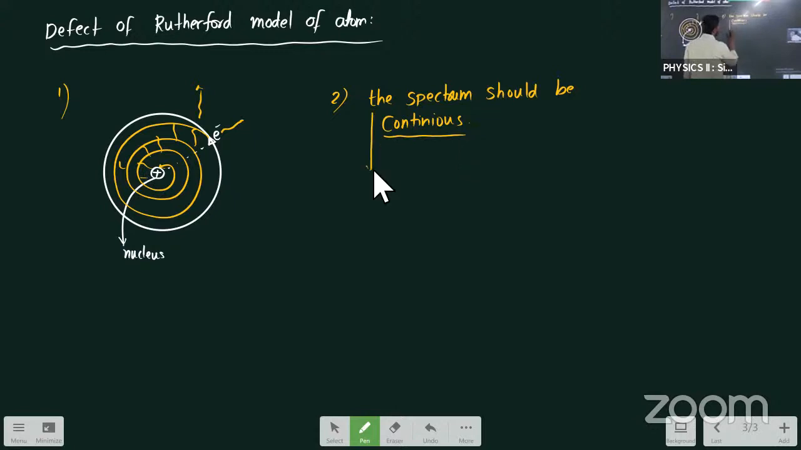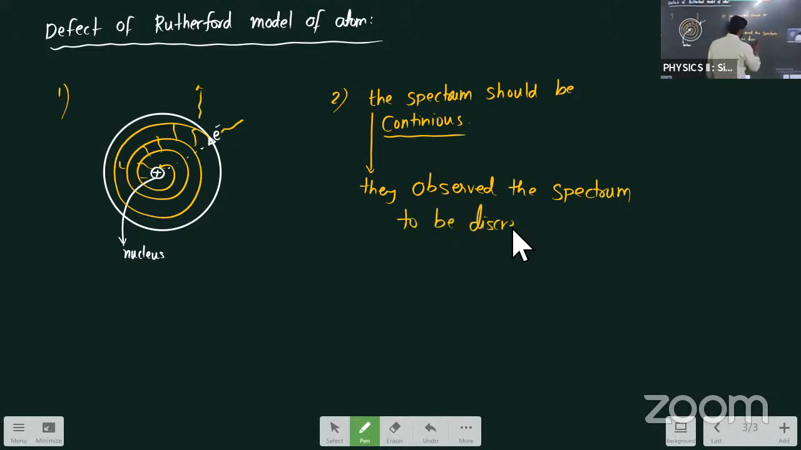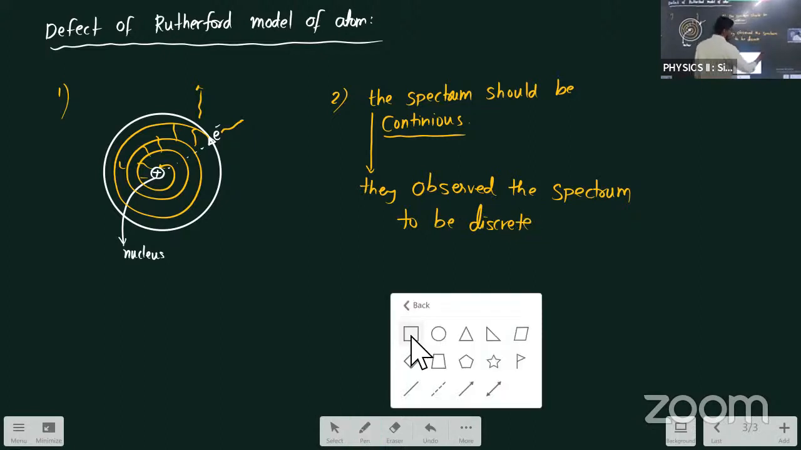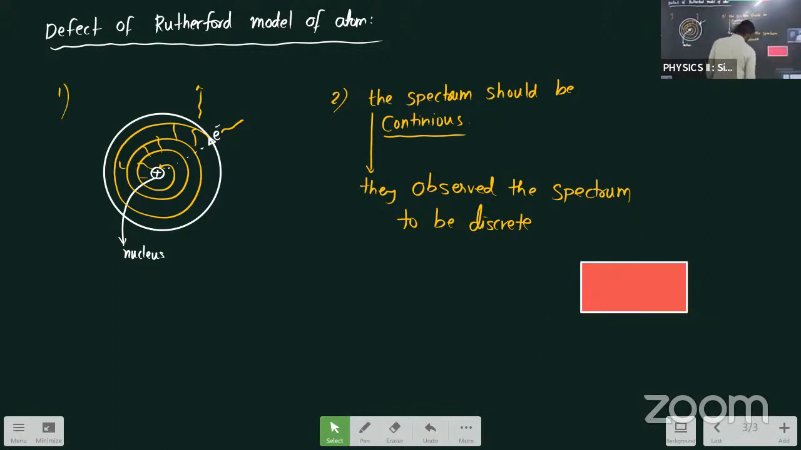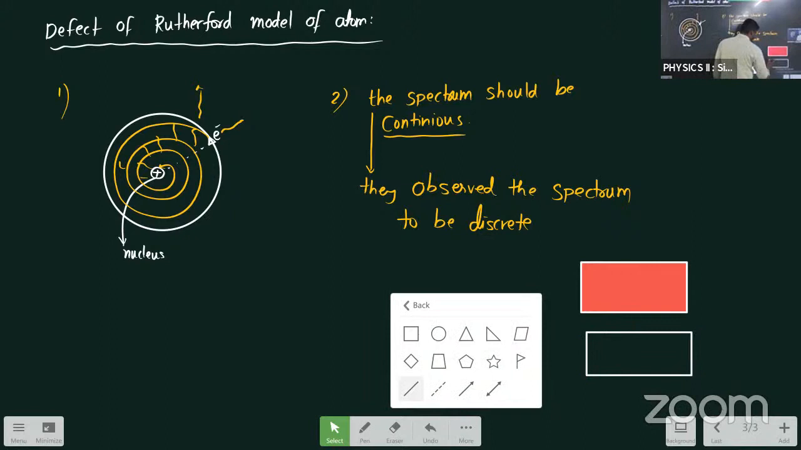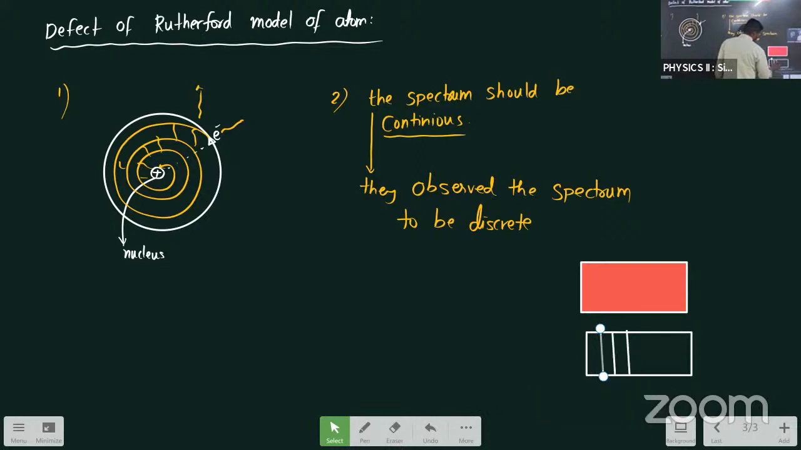But what they observed was the spectrum to be discrete. Actually, it should give a band of spectrum, something like this. But what they have observed is a spectrum something like this. Instead of a band spectrum, they observed a discrete spectrum, or you can also call this a line spectrum.